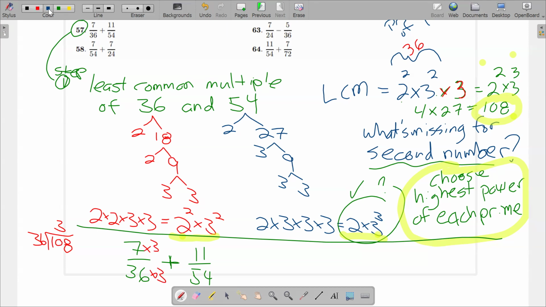Similarly, I have to ask myself, how many times does 54 go into 108? And I've got some clues over here. 54 is 2 times 3 cubed. Up here, I have an extra power of 2, and we can check on the calculator. It goes in 2 times. So now I have to multiply by 2 here. The reason is 3 times 36 is 108.